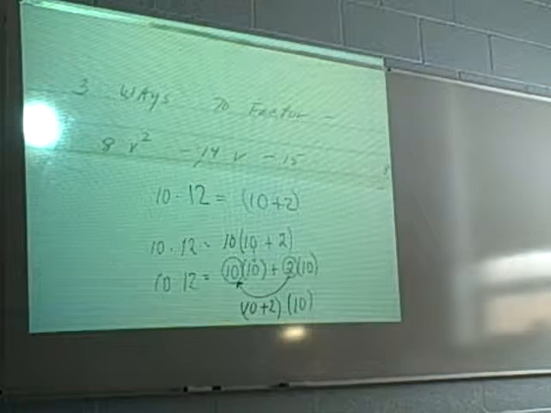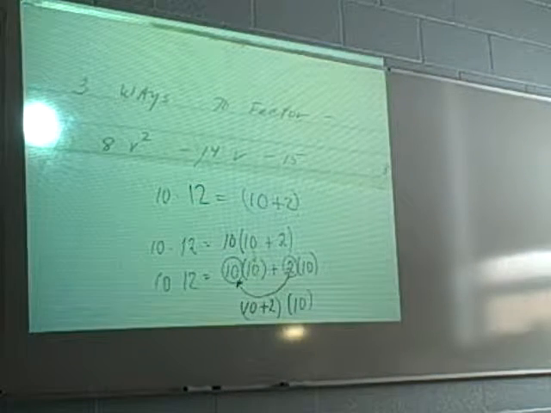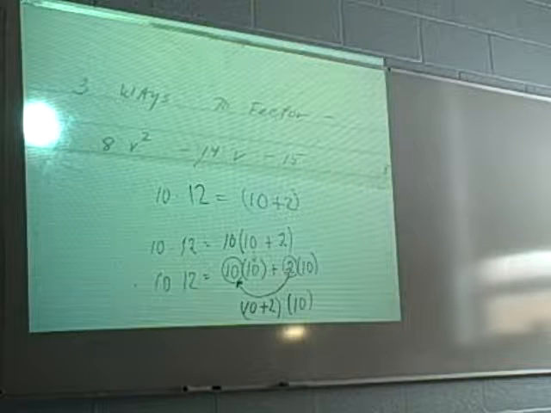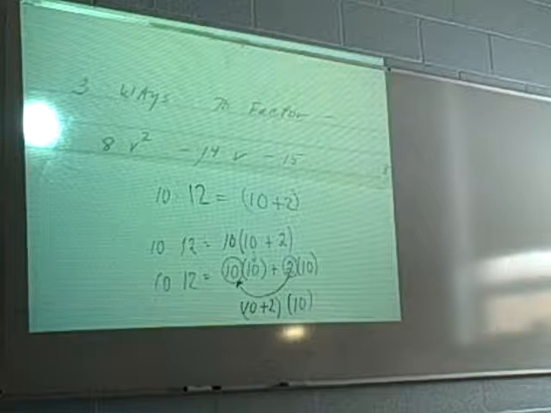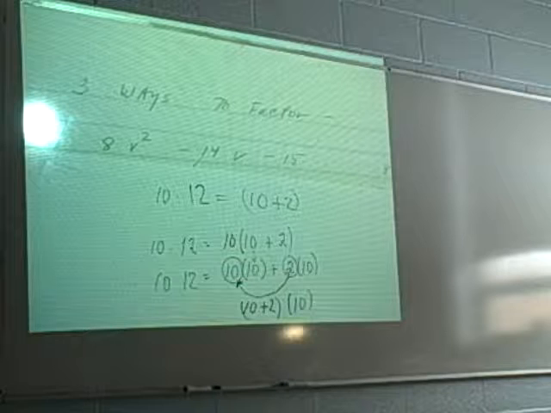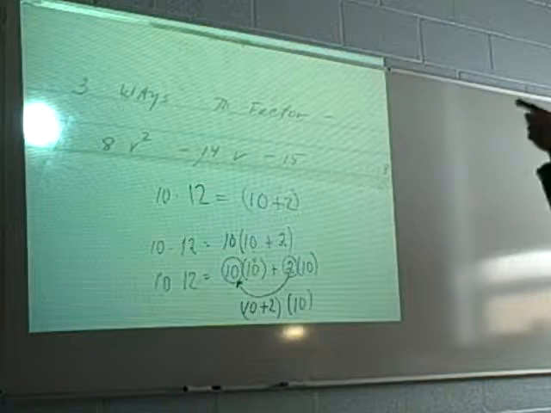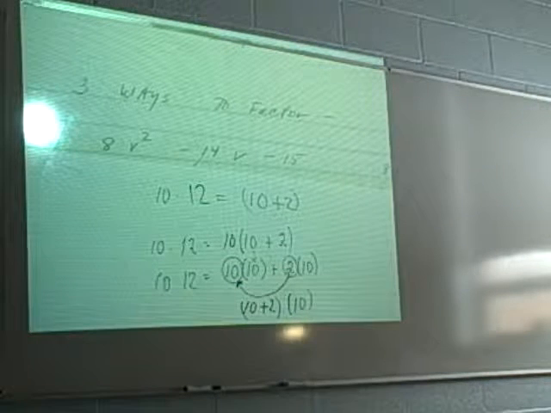Everybody followed what I did? I just organized my factors differently. And that's key to understanding how to do this process. Okay, and I'll show you that in a second.